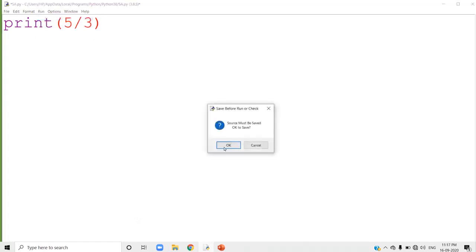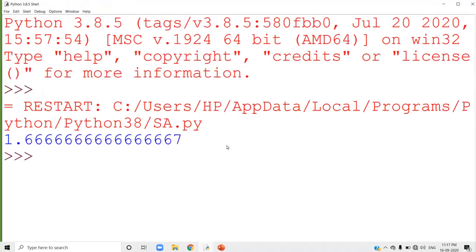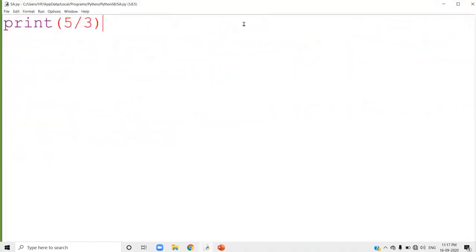After typing each statement, you run it and see what the output is. See, the output is 1.66. So that is 5 divided by 3. Only one division operator I used over there. The division operator is this slash sign.